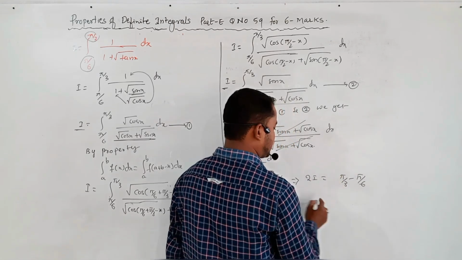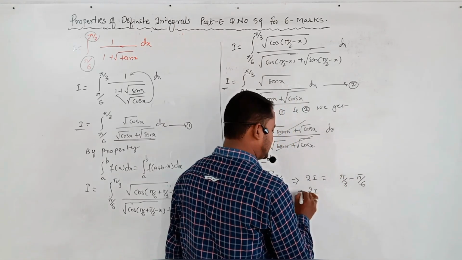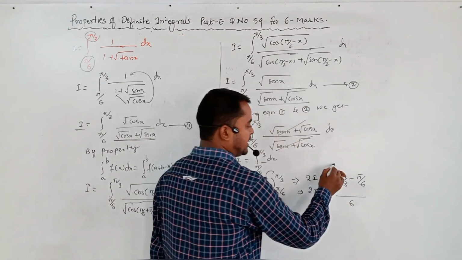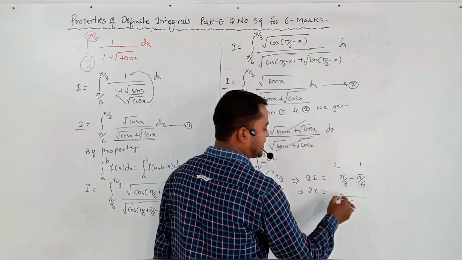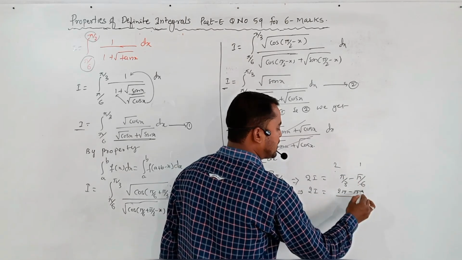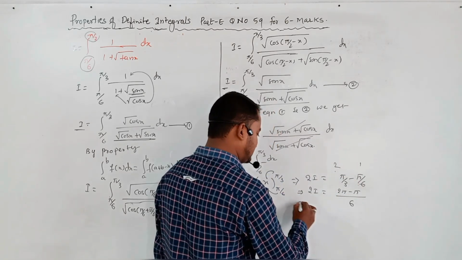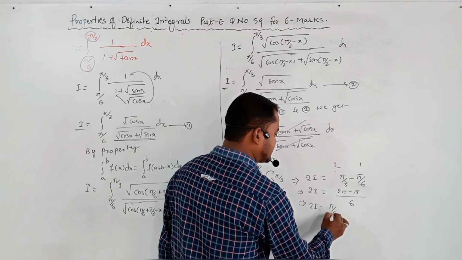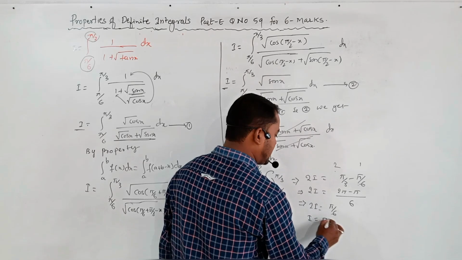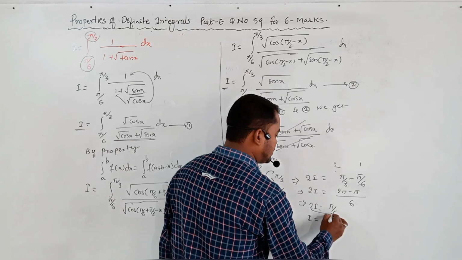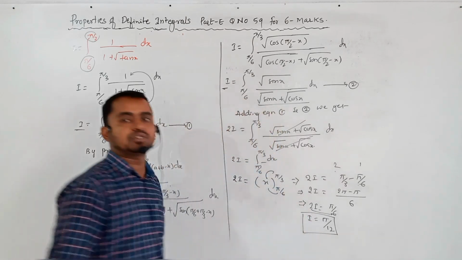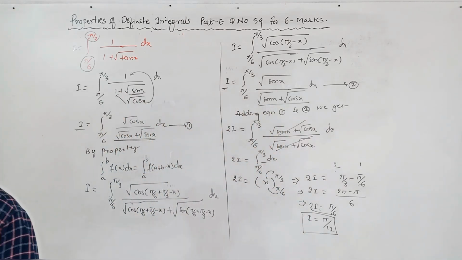Now what is the LCM of 3 and 6? Then 2I is equal to, 6 is the LCM. 3 2s are 6, 6 1s are 6, 2π minus π. Then 2I is equal to 5π/6. Then I is equal to what? 5π/12. So this is the final answer.